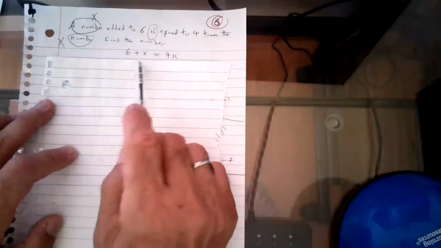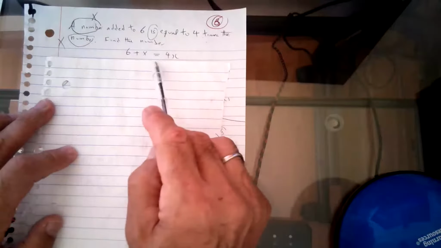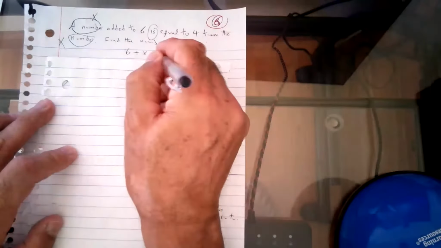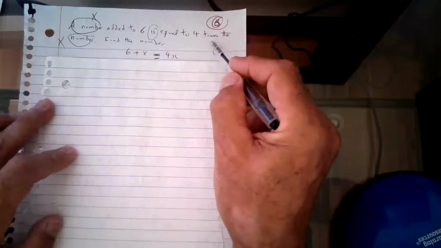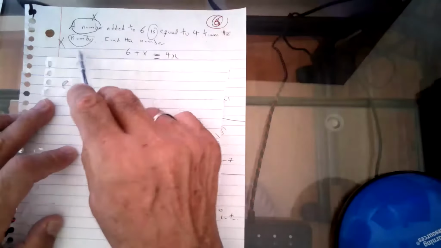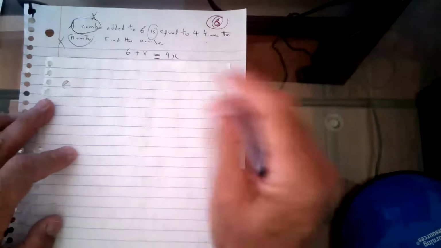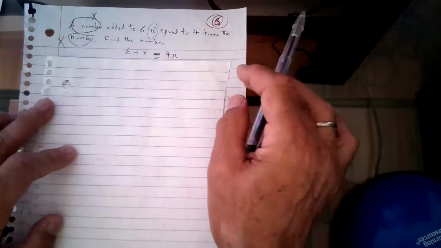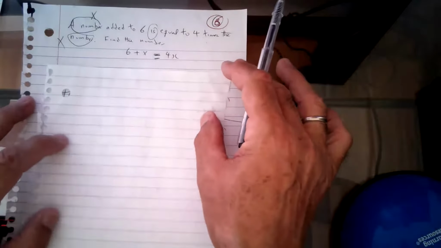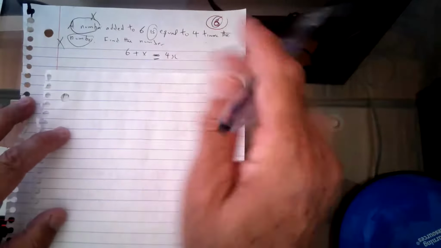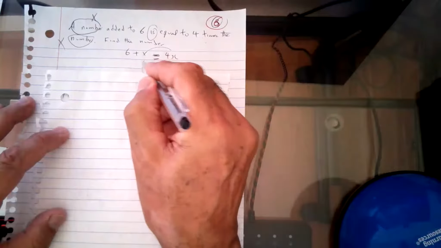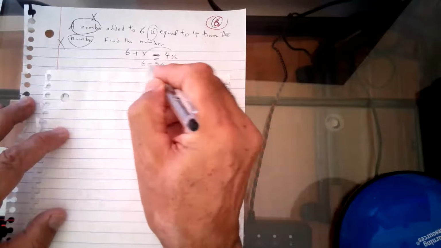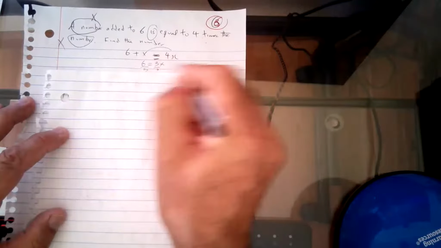x added to 6 is equal, means equal, is equal to 4 times this, multiplication. 4 multiplied by number. Again, instead of number, 2. See, you end up having the equation like that. And then, obviously, what you do is you just move the x to the other side. So it would be 6 equal 3x. And then divide both sides by 3. x is equal to 2.